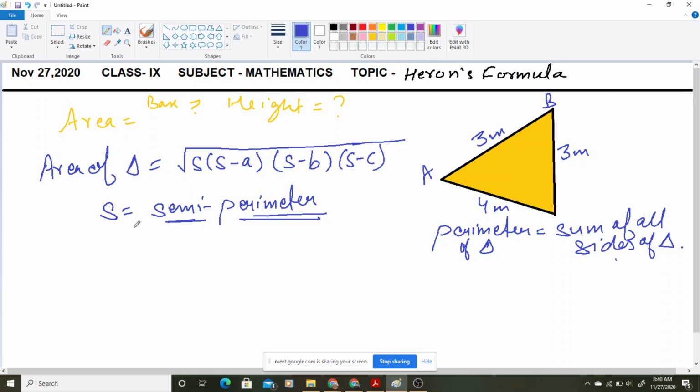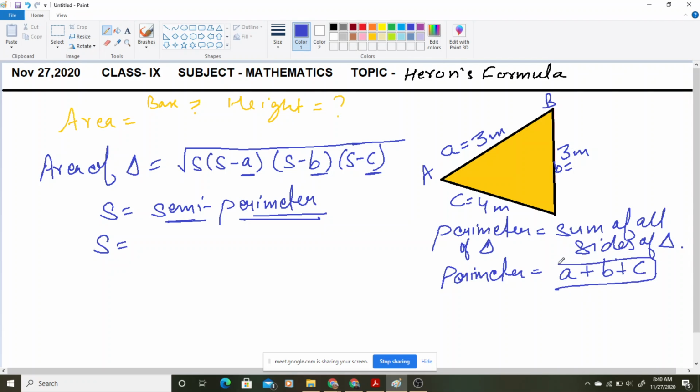Okay, so if you are taking S, then what formula will you be writing? Suppose I am taking this first side as A. You know this is in the formula A, B, C. This is our first side. We can take any of the sides as A, then the other we will take as B, the third one as C. So how will you calculate the perimeter? देखो अगर तुम perimeter calculate करोगे, you will be writing A plus B plus C, isn't it?